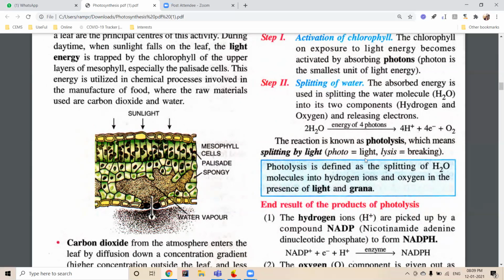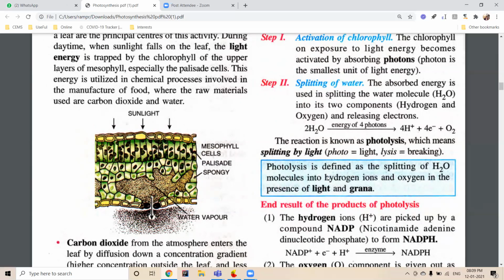So we know photosynthesis is nothing but conversion of light energy into chemical energy. Plants will prepare glucose. There are two mechanisms. The first mechanism is the light reaction. When green leaves are exposed to sunlight, chlorophyll absorbs the light energy as photons. Photons are nothing but small packets of light energy. That energy will be utilized for splitting the water molecule. So water will be broken down to 4H plus, 4 electrons and oxygen. The reaction is known as photolysis.